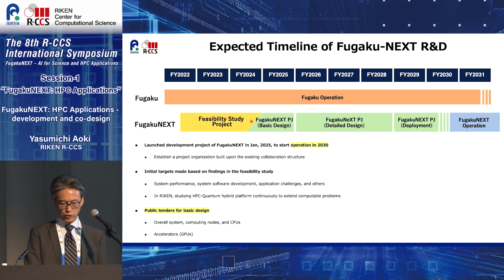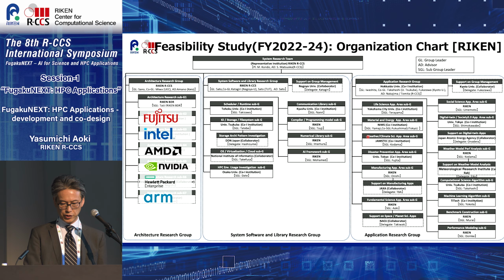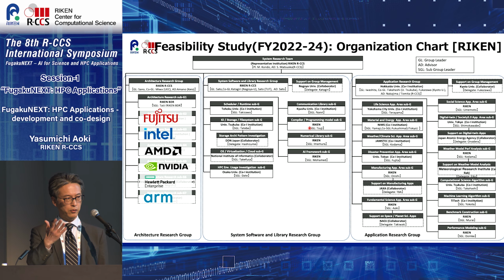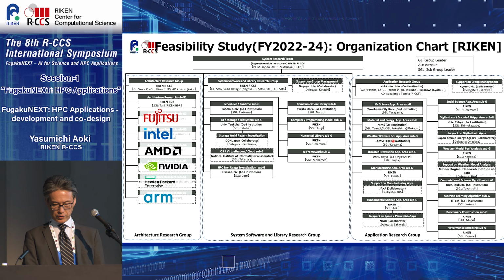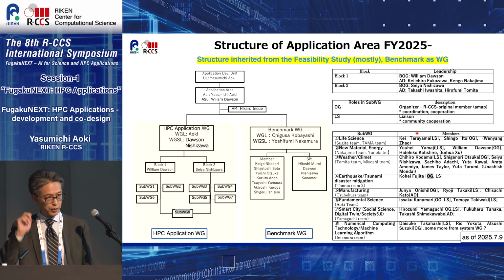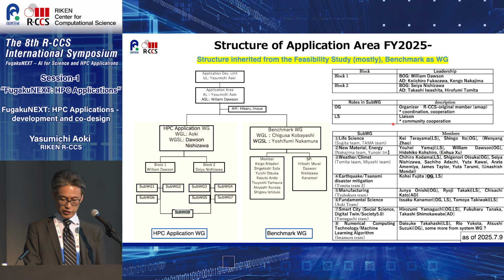There was a feasibility study project, and this is the organization chart of the feasibility study until the end of last fiscal year. We have company cooperation, and a number of teams: system architecture and system software, and also application and benchmarking. We want to utilize this structure, which worked very well until the year 2024, and make a new but similar structure for the FugakuNEXT development.